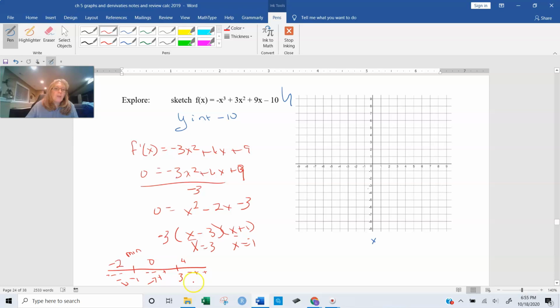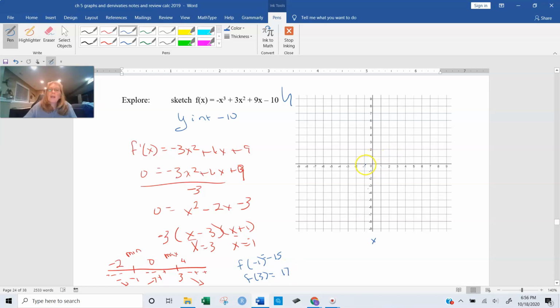Which is a negative, which means he is now going down, which means 3 is my max. Much better. All right, now we got to plug those into our original. So we're going to do f of -1 using your table mode on your calculator, f of 3 using your table mode on your calculator. So f of -1 is -15, and f of 3, when I plug that in, I got 17.